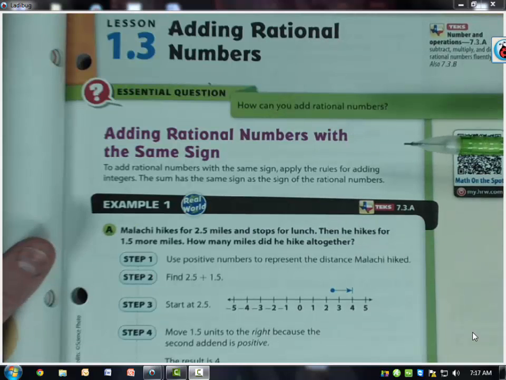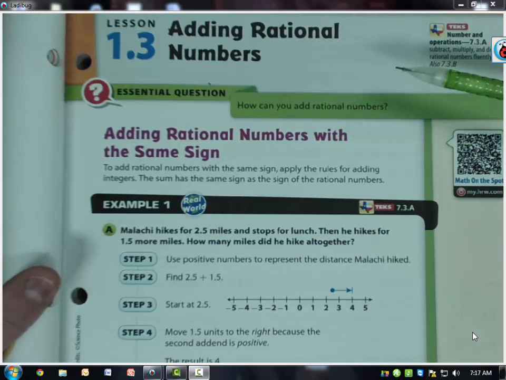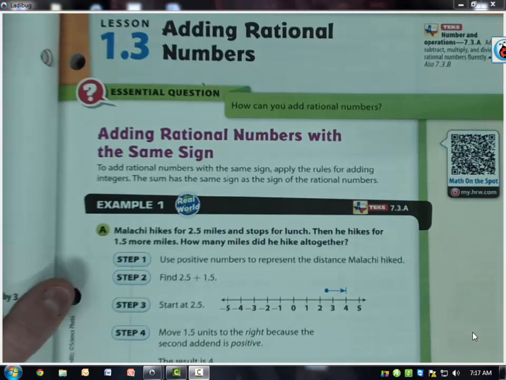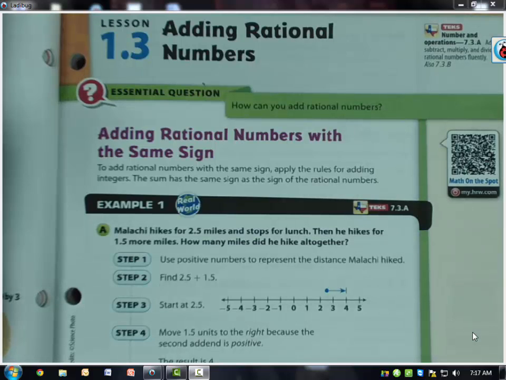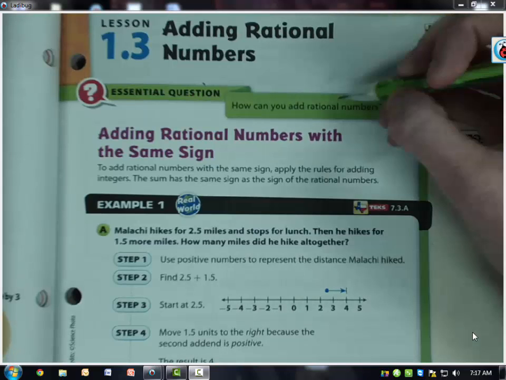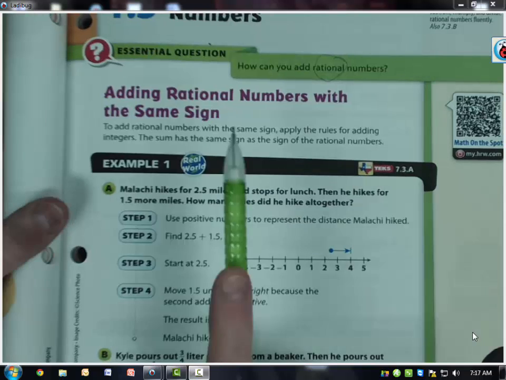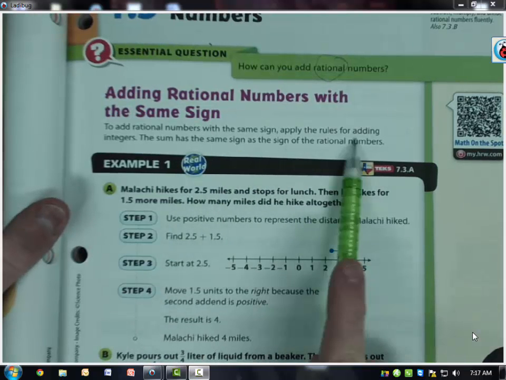The same sign. So we are on 1.3, adding rational numbers, page 19. Okay, so our central question we start out with is how can you add rational numbers? We talked about rational numbers yesterday and whole numbers and integers. So we're working with all of those when we say rational numbers. Okay, so to add rational numbers with the same sign, apply the rules for adding integers.